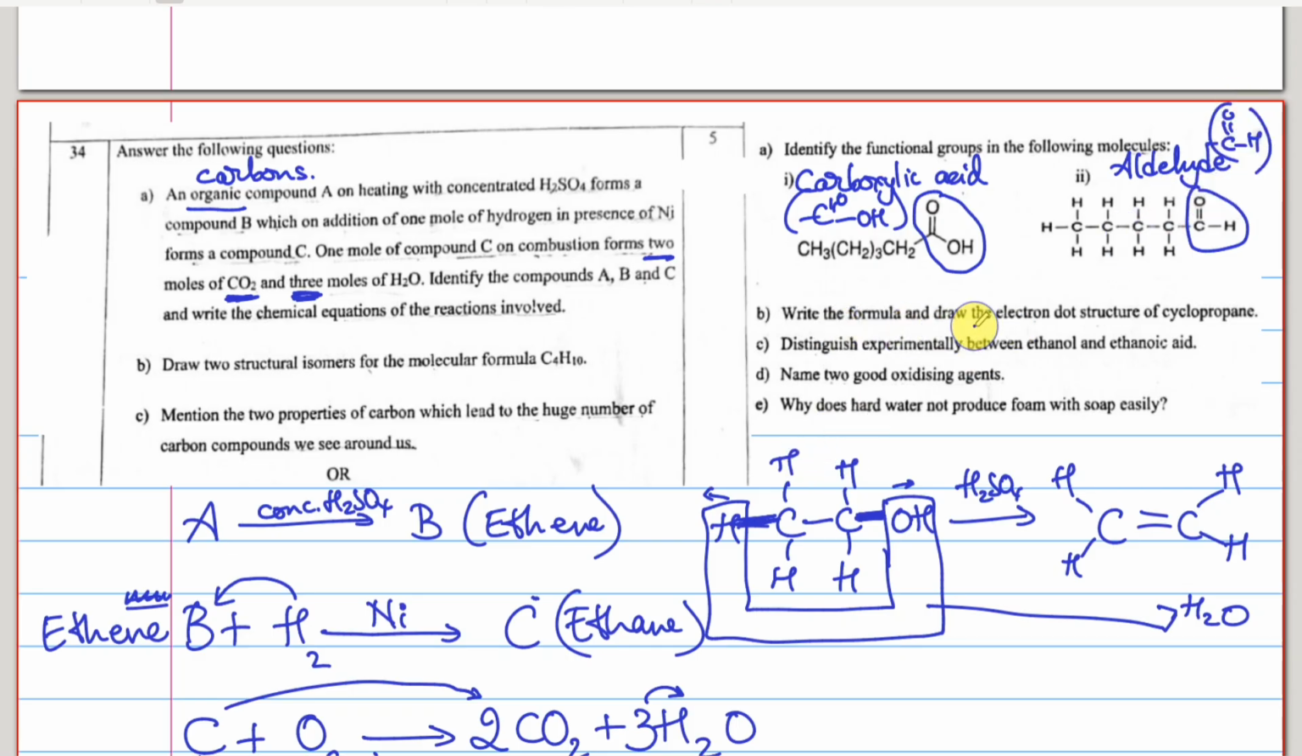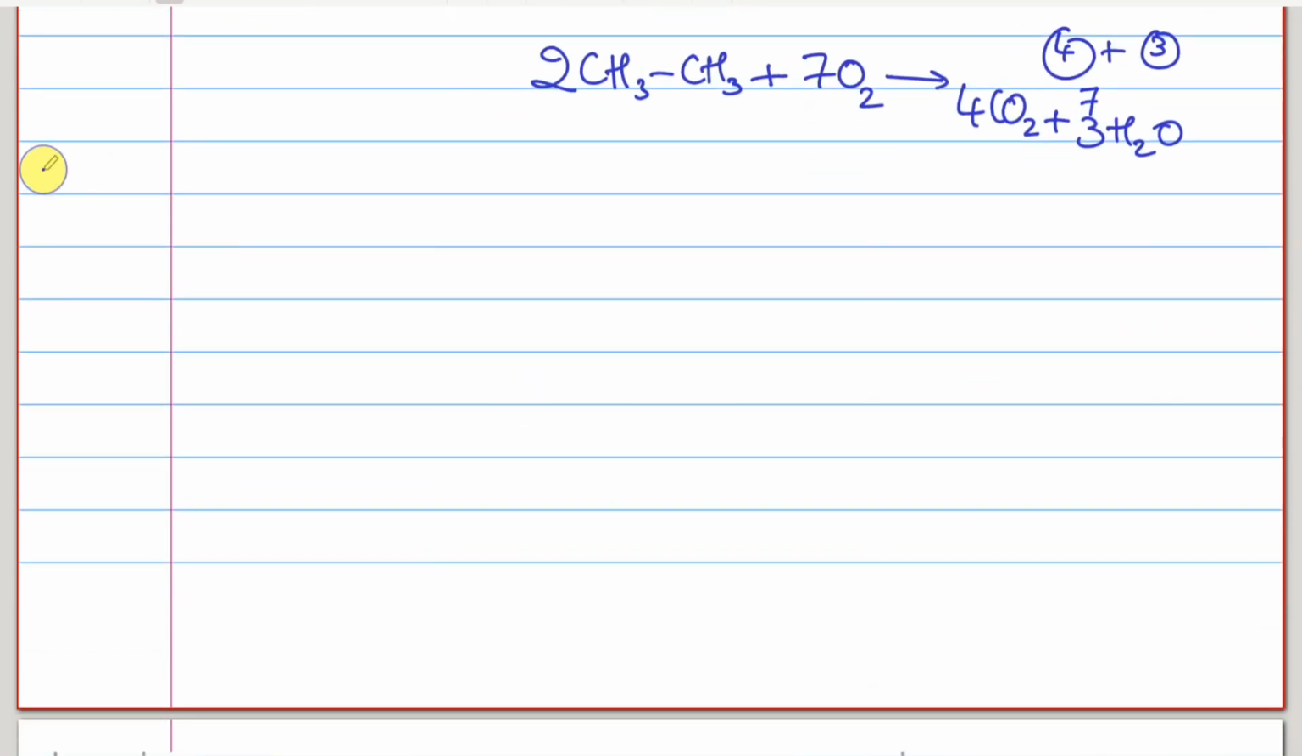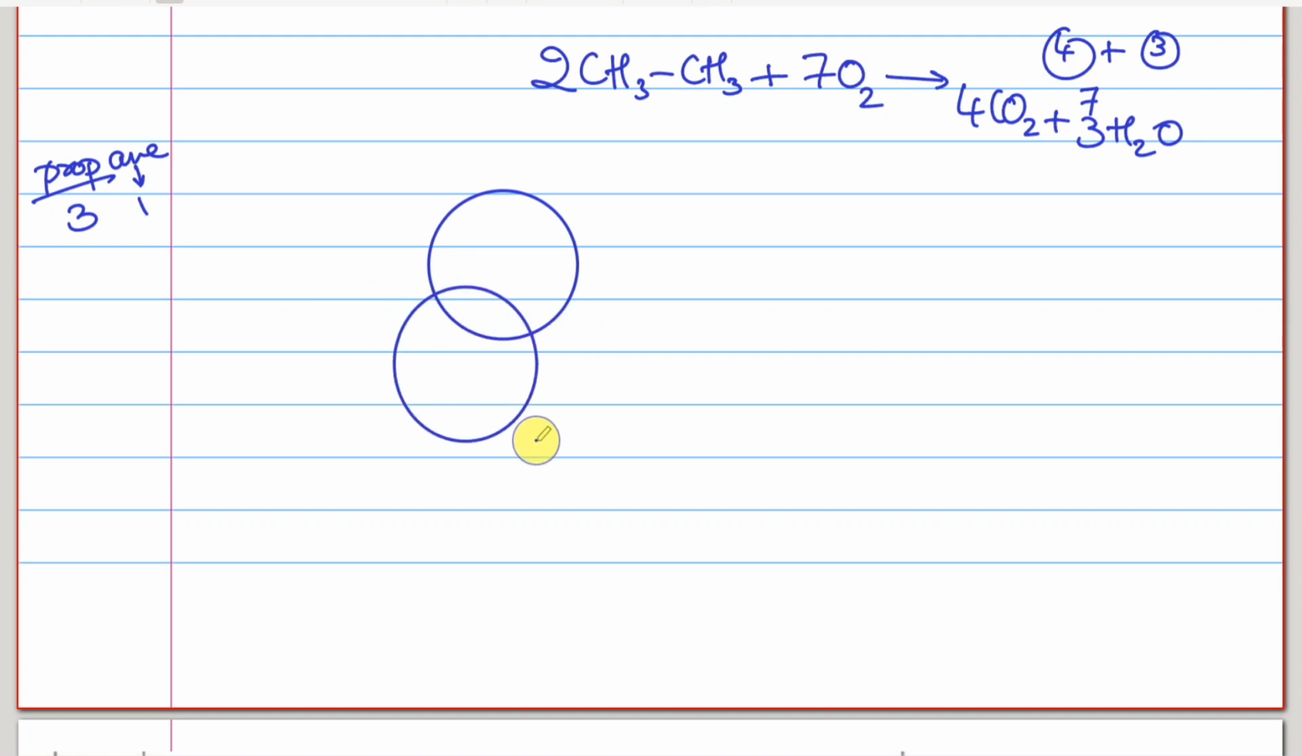Write the formula and draw the electron dot structure of cyclopropane. Cyclopropane. Propane. Prop means 3. Ane means single bond, right? So we'll need 3 carbon atoms. So we'll draw 3 circles, 3 overlapping circles of carbon.